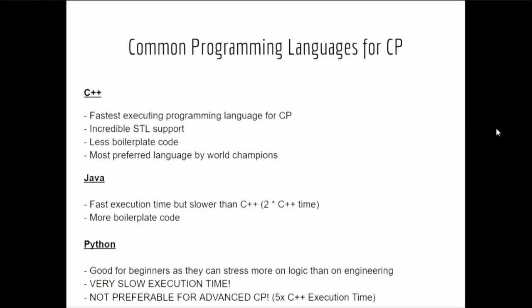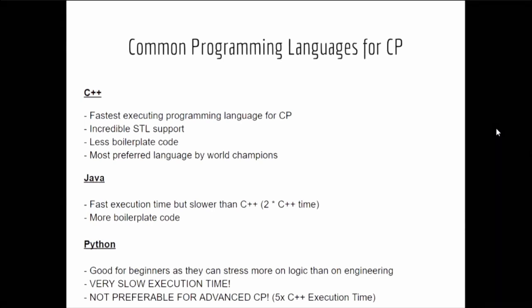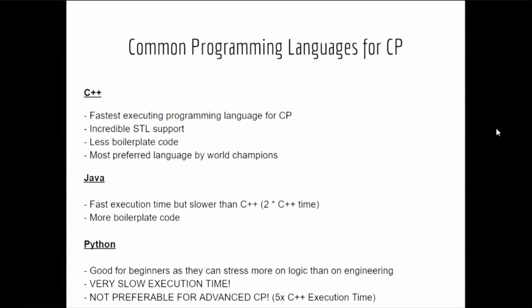Now, let's talk about the languages which are used for competitive programming. So here we have first C++, because if you see, the majority of CP coders use C++ because it is the fastest executing programming language. Correct? It has incredible STL support. What is STL? STL is Standard Template Library.